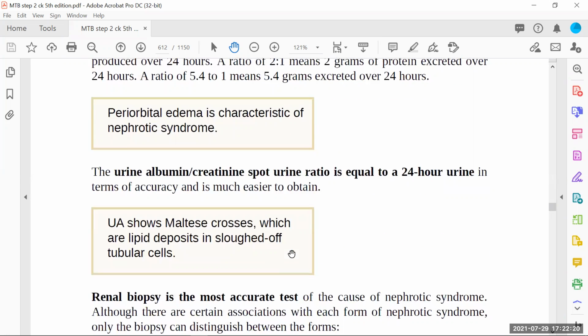The urine albumin to creatinine spot urine ratio is equal to a 24-hour urine in terms of accuracy and is much easier to obtain. So the first thing, you will always go for urinalysis. The second thing which you are going to measure in your patient is urine albumin to creatinine ratio. That should also be high. If the creatinine is high in the urine, that will also give you a clue that kidneys are not working, because creatinine should be regulated if the kidneys are functioning fine. If creatinine is excreted too much in the urine, think about that your kidney is not working. That's why the creatinine levels are high.